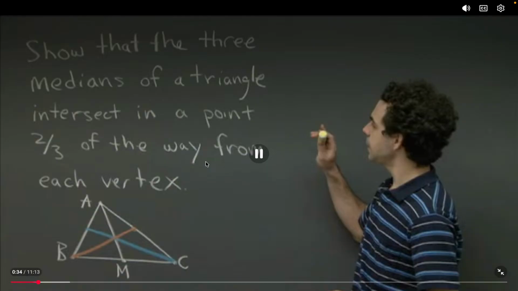So here this point M is exactly halfway between B and C. Every triangle has three medians, one from each vertex connected to the midpoint of the opposite side. What I'm asking you to show is that these three medians all intersect in the same point, and also that this point divides the median into two pieces, and the big piece is twice as large as the small piece. So this is 2/3 of the median, and this is 1/3 of the median.